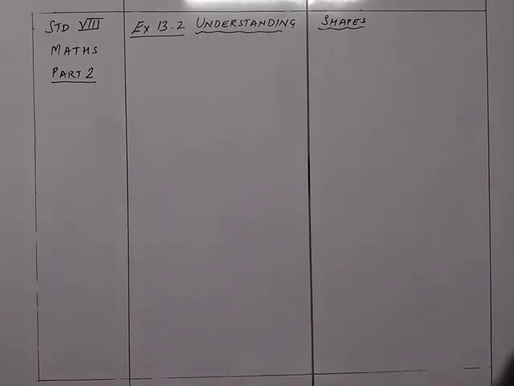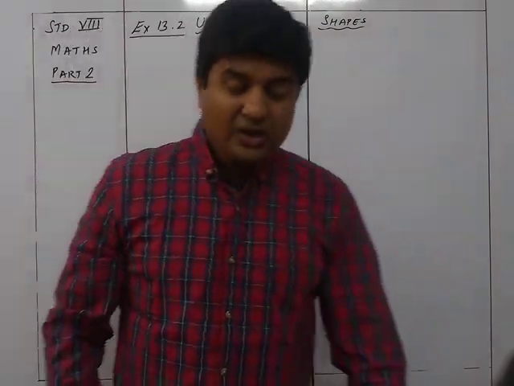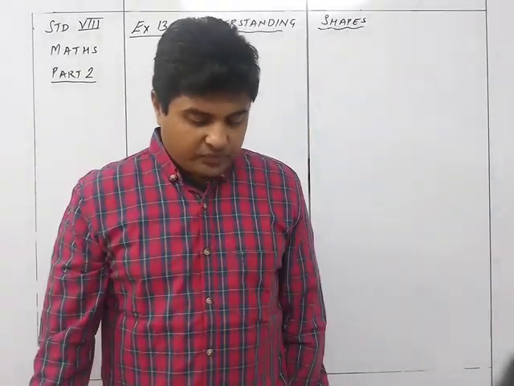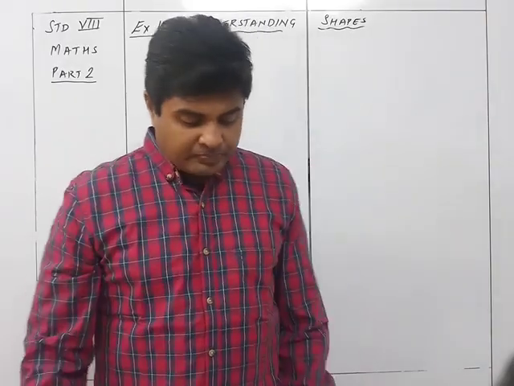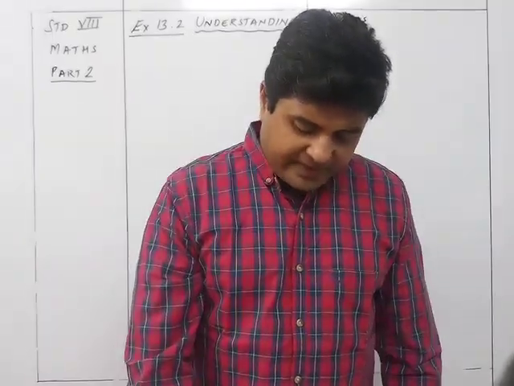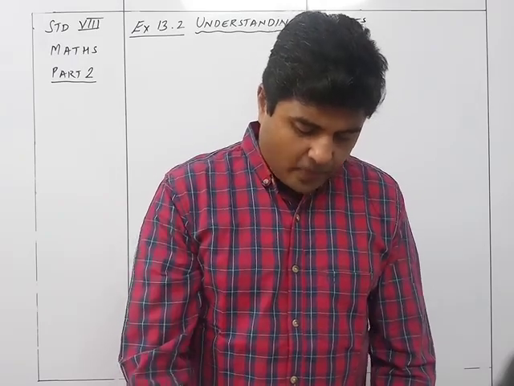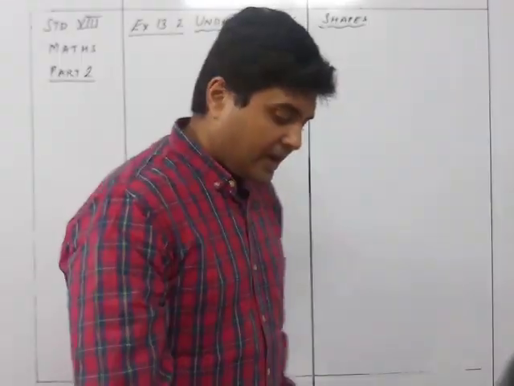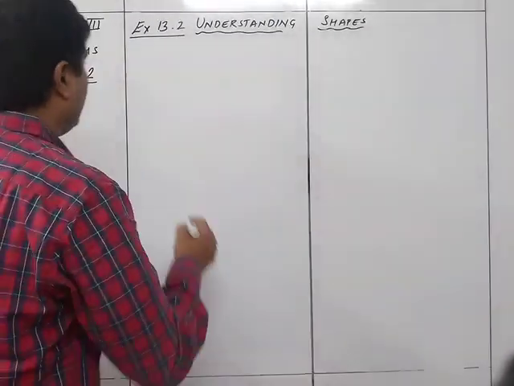Okay, so we continue now with exercise 13.2 of understanding shapes. So we start with the first sum of the exercise 13.2. In the adjoining figure, ABCD is a parallelogram. Complete each statement along with the definition or property used. So we are having this particular kind of a figure.